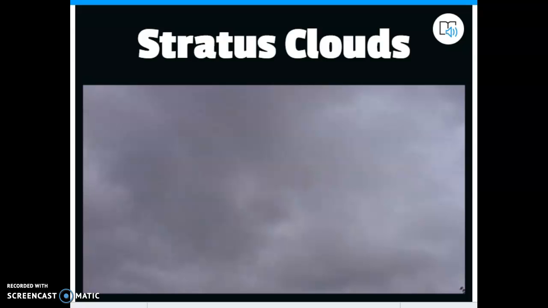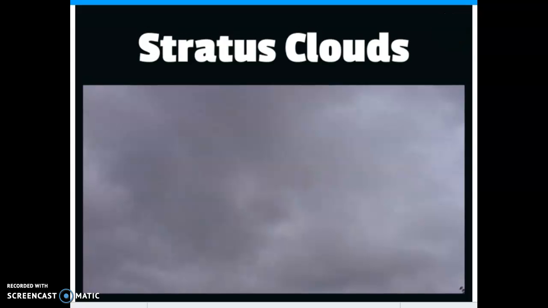Now at nighttime, we talked about it's a little bit different, right? If it's in the summertime and you have a cloudy stratus cloud night, it kind of traps the heat like a blanket and keeps it a little bit warmer at night. And those are things that you could see. I could definitely see those kinds of questions popping up on an EOG or a benchmark.